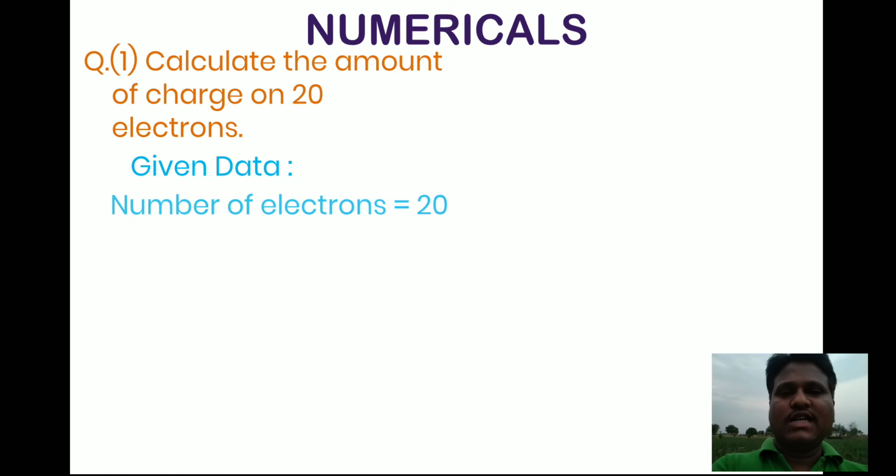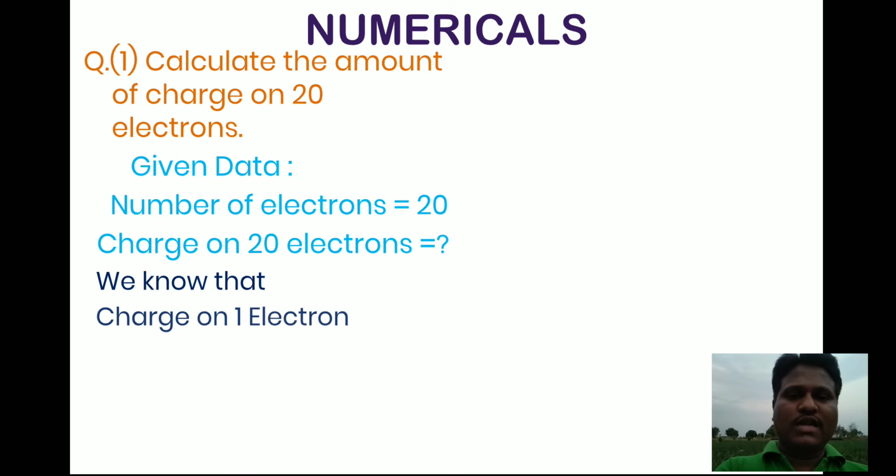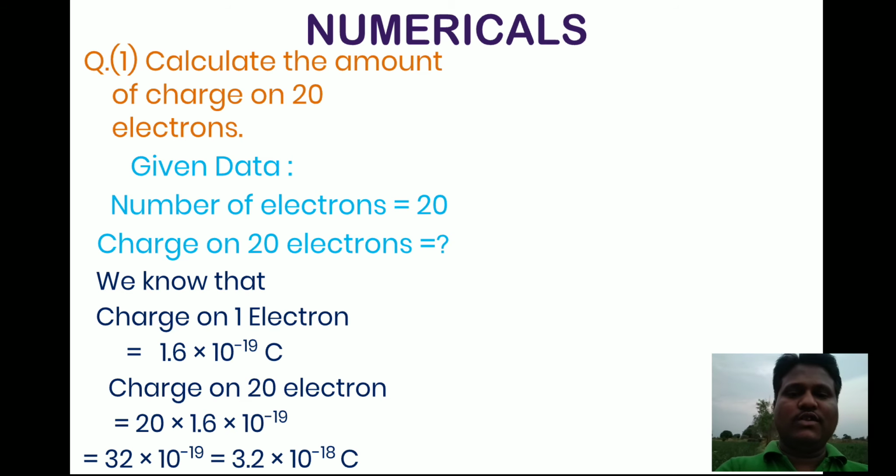Given data is the number of electrons, which is 20, and we need to find the charge on these 20 electrons. What is the relation between number of electrons and charge that we have seen in the definition of charge? We know that the charge on one electron is 1.6 into 10 raised to power minus 19 coulomb. So obviously the charge on 20 electrons can be written as 20 into 1.6 into 10 raised to power minus 19, which will give us the value. 1.6 into 20 is 32, which gives 3.2 into 10 raised to power minus 18 coulomb.